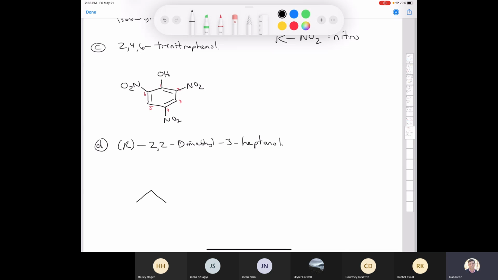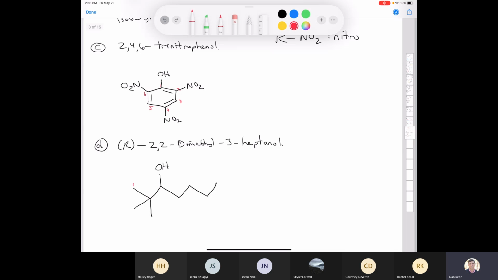So 1, 2, 3, 4, 5, 6, 7. In fact, let's do it like this. 1, 2, 3, 4, 5, 6, 7. On the third carbon, I've got a hydroxyl. And over here, I've got 2 methyl groups. So put them like 1 and 2, right? And just to be doubly sure, it goes 1, 2, 3, 4, 5, 6, 7. So my numbering's correct, but you can see I've got a chiral center that I conveniently ignored, didn't I?